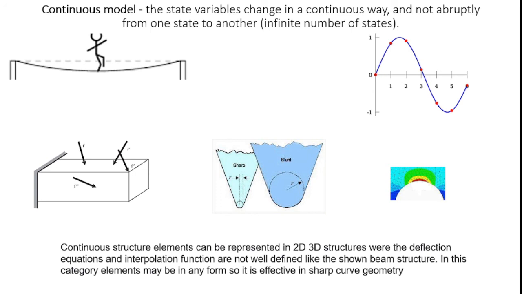So continuous structure elements can be represented in 2D, 3D structures where the deflection equations and interpolation functions are not well defined, like the shown beam structure. For example, if you consider the man walking on the rope, there is no standard equation available in the standard data book, so these kinds of problems can be solved with the continuous model. In this category, elements may be in any form, so it is effective for sharp curved geometry like this diagram, and we can study 2D and 3D elements with this continuous model.